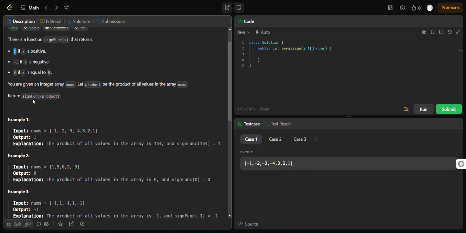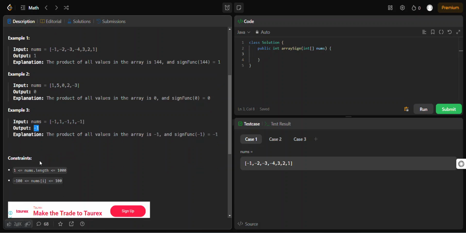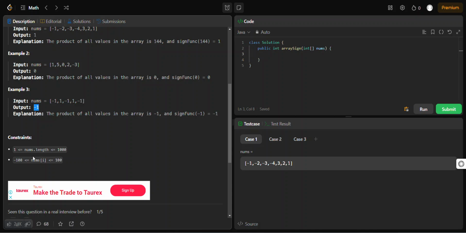And for example 2, we have 0 as the product, so we are going to return 0. In example 3 we have negative 1 times 1 times negative 1, and so on. We are going to get negative 1, so it will be negative, so the output will be negative. And we have constraints. The length of nums is between 1 and 1000, and nums[i] is between negative 100 and 100.